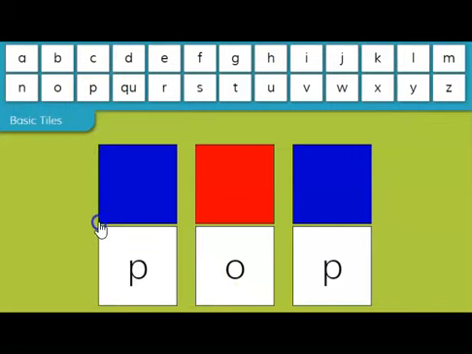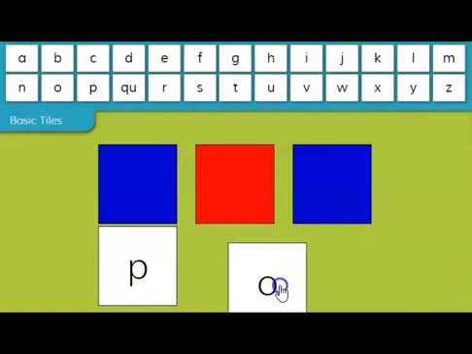Now let's create another word. I'm going to grab this one. What letter is this? Good, the letter P. So we have P in the beginning sound, O in the middle sound, and the letter P in the ending sound. So let's practice these letters and create the sounds. P, o, p, pop. Move our letter tiles over.